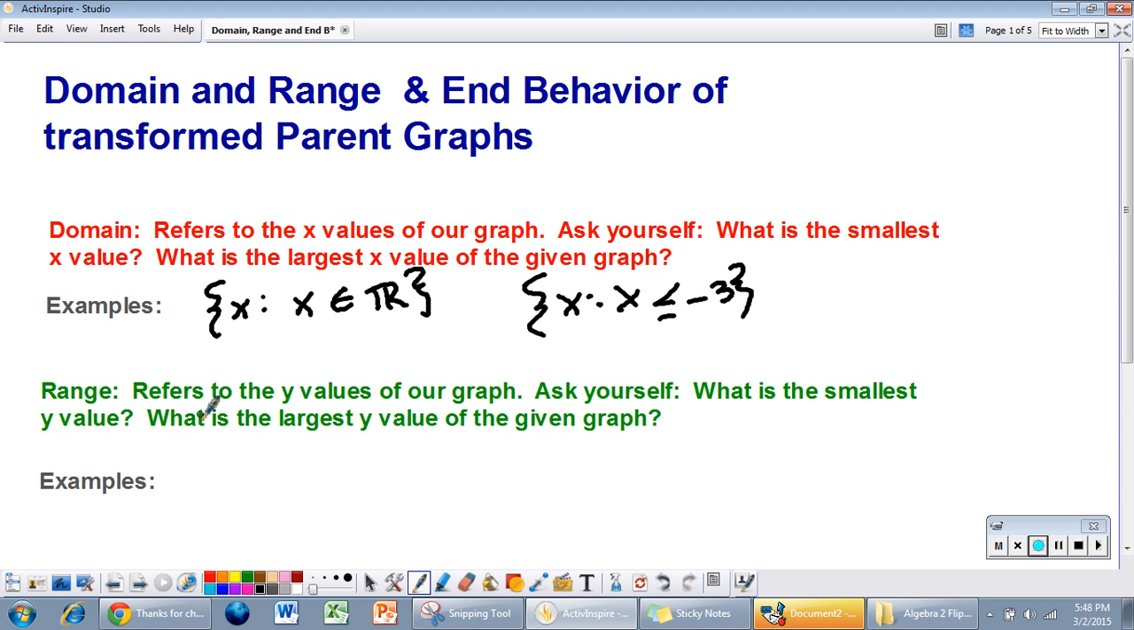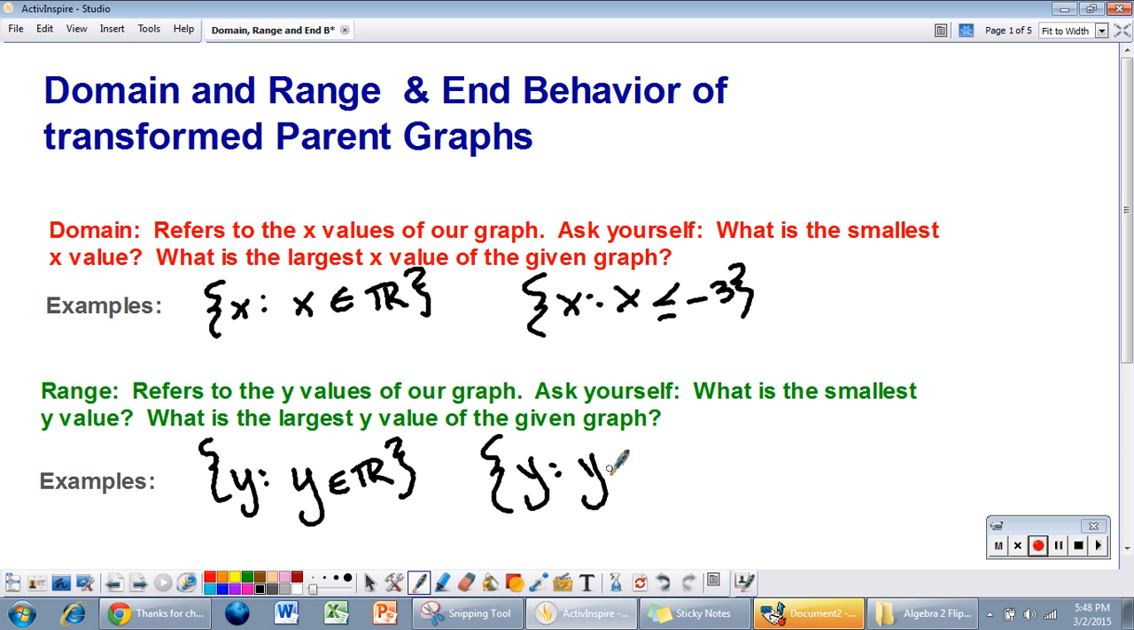Similarly, we can have ranges. Also, they can be open, such as our domain, and we can say that y such that y is an element of all real numbers. That's if it went from negative infinity to positive infinity. Or we can also have restrictions on our y such that y can be greater than or equal to positive 2. So we can have different examples, and it's all based on reading the graph. So let's look at some examples and we'll see what we're talking about.